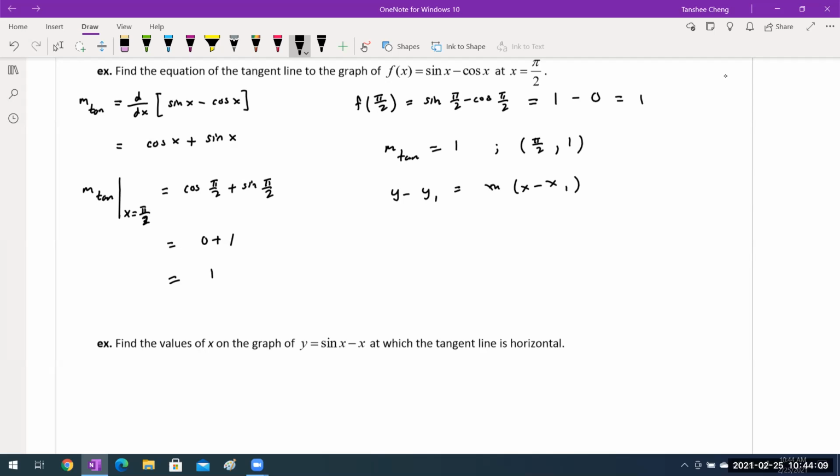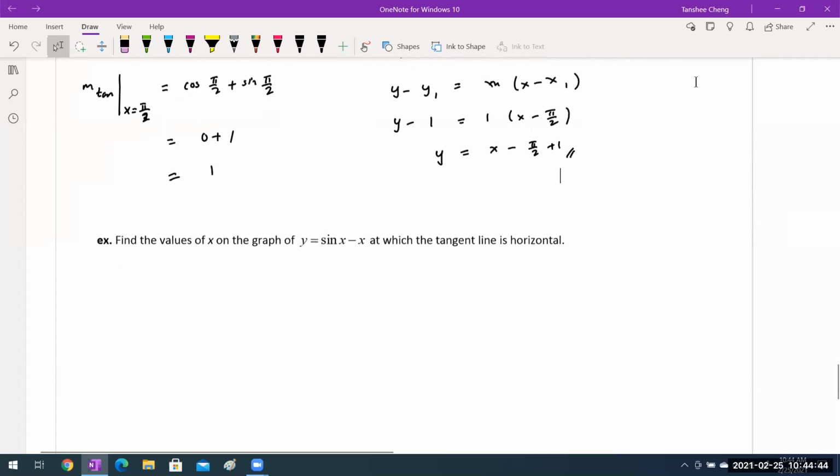So therefore, now we have enough information. The slope of the tangent at pi over 2 is 1, and we have the point pi over 2 and 1. So substitute it into this formula. And that gives us y is equal to x minus pi over 2 plus 1. And this will be my equation of the tangent line.